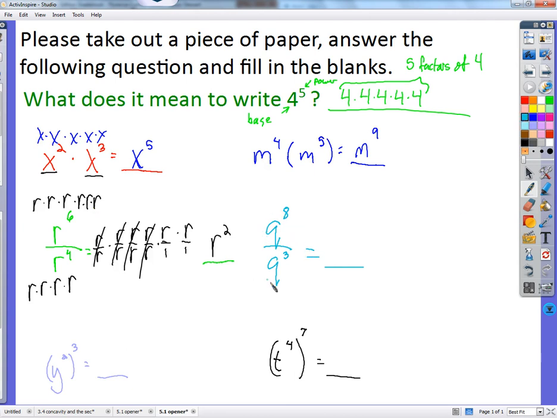Quickly, what would the new Q be? Q to the what? To the fifth. You've got eight factors of Q here, three factors here. Three of these are going to cancel out three of these. If three of the eight get canceled out, that's just eight minus three. It's five.